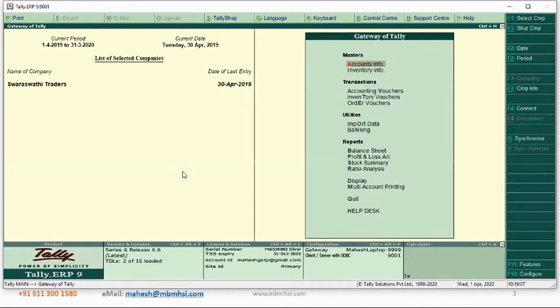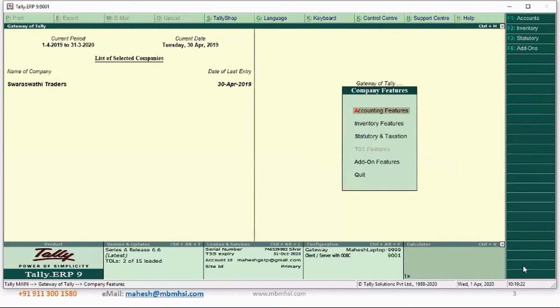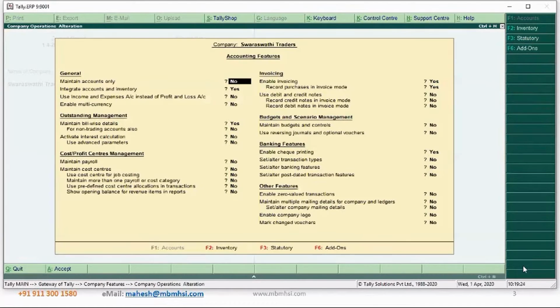But we also need to create US dollar as the currency. So first, to enable the currency in Tally, the first thing is on the Gateway of Tally, go to the features, click on F11, go to the accounting features. In accounting features, you have an option called enable multi-currency in general.